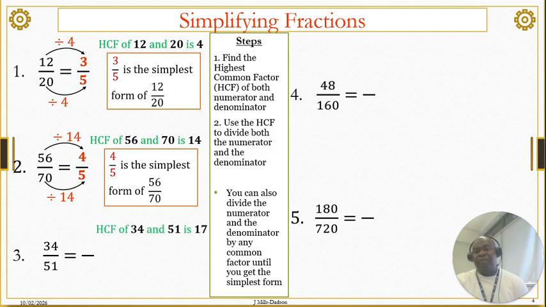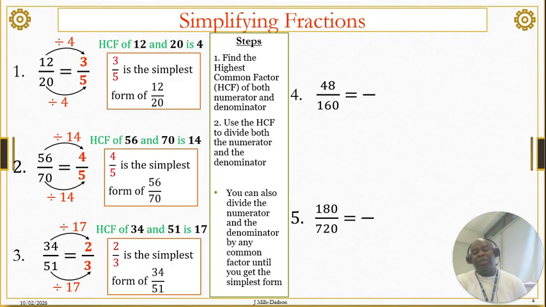The third one, HCF of 34 and 51 is 17. So if you divide 34 and 51 by 17, you end up with 2 over 3. So 2 over 3 is also the simplest form of 34 over 51.